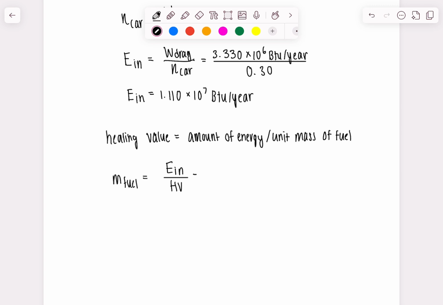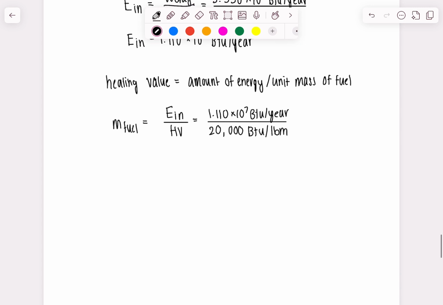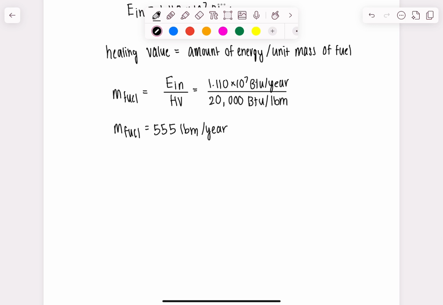over our heating value, and that's going to be equal to 1.110 times 10^7 BTU per year, which we just calculated, over the given 20,000 BTU per lbm. Alright, so that gives us a value of 555 lbm per year. Okay? So since we want the amount or the volume of fuel needed, now we can just simply divide the mass by the density of the fuel, and that'll give us the amount of fuel.